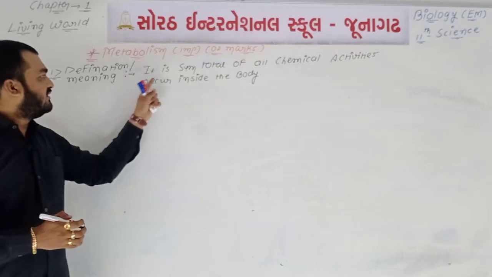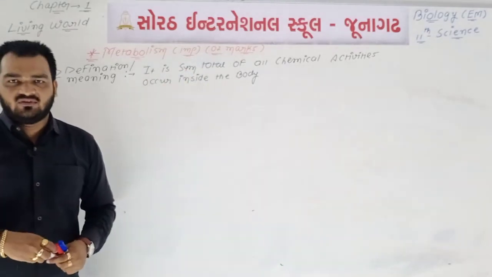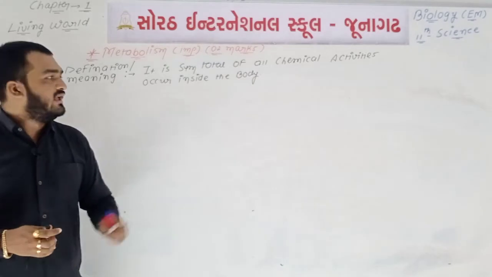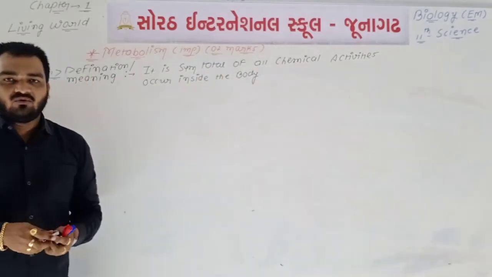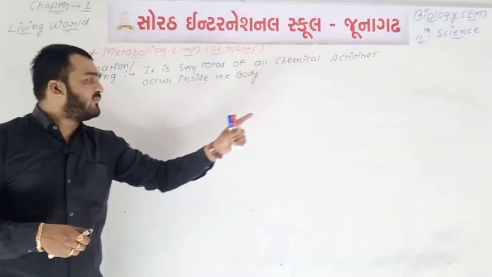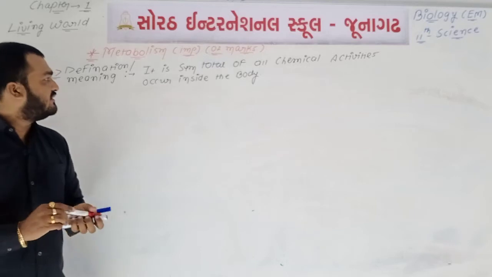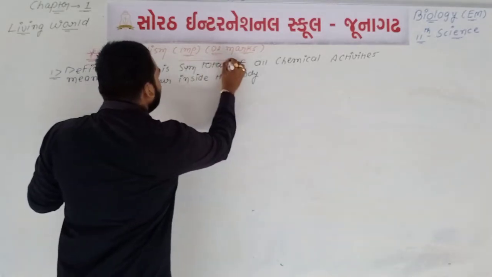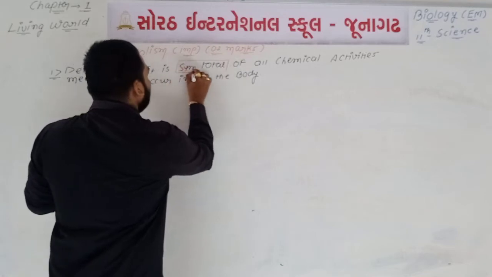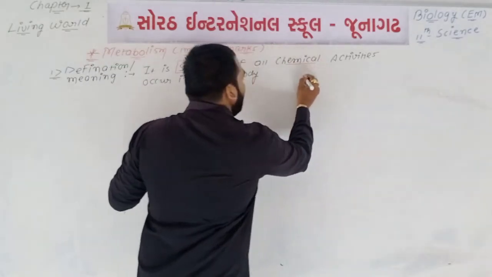So what is it? It is a sum total. Many processes occur, so all the chemical activities, or you can say all chemical processes occurring inside our body, are known as metabolism. The important words are sum total. It is the sum total of all chemical activities.